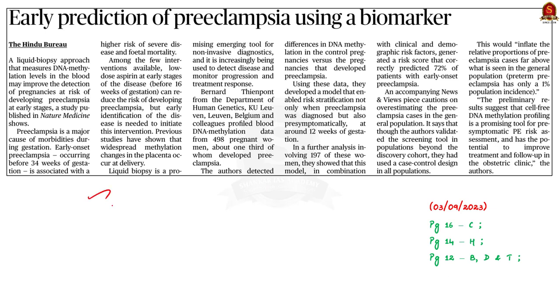Look at the science article. This is from yesterday's newspaper. The article is conveying the results of a study published in Nature Medicine about pre-eclampsia. This study explores the potential use of a liquid biopsy approach to detect pre-eclampsia in early stages. So, in our discussion, we shall know some important points about this pre-eclampsia.